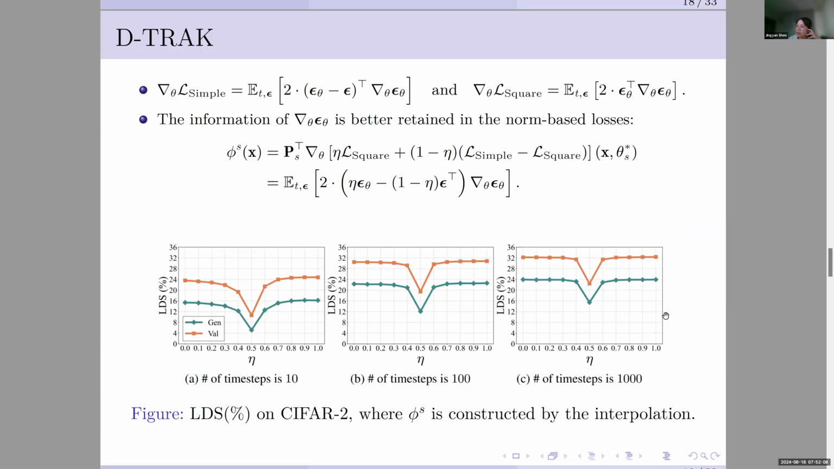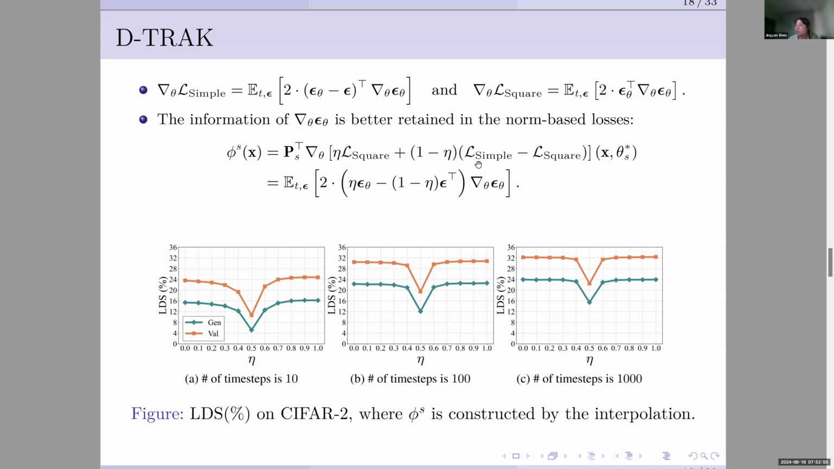To provide some explanation for this phenomenon, we can examine the gradient of different loss functions, and they propose a deduction there. They think that in the simple loss function, when taking the gradient, the subtraction of the original noise might cancel out some information. But for the norm-based function, the information of the gradient might be better retained. So they did another experiment to examine this phenomenon.